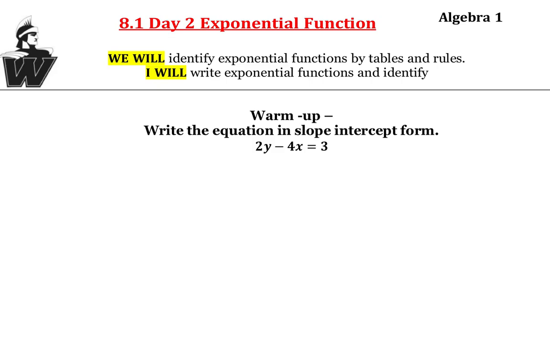Looking at the warm-up, it says write the equation in slope-intercept form. Do you remember how to put it in slope-intercept form? You have to put it into y equals. So we want it to be y equals mx plus b. This is how we want it to look. So what do I have to move over to the other side? The 4. How do I move over the 4? Add it. So you add the 4x to both sides.